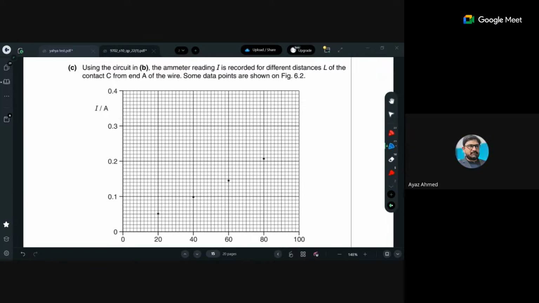Using the circuit in B, the ammeter reading I is recorded at different distances L of the contact C from end A.